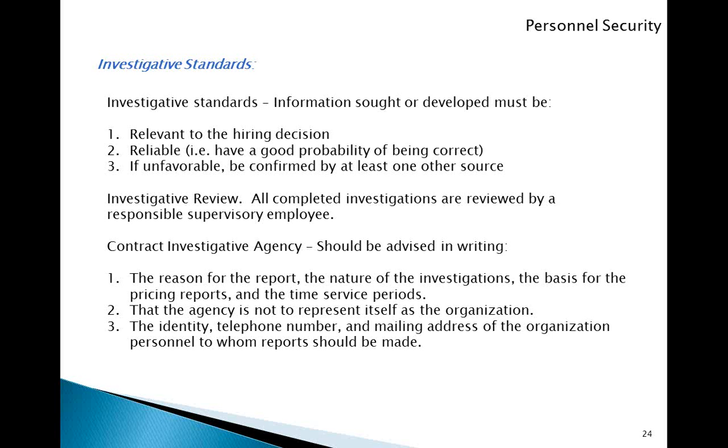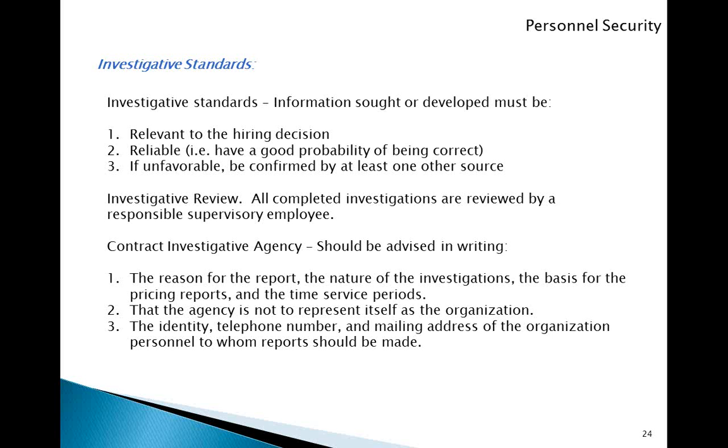Contract investigative agencies. If you choose to go to an outside source for your investigation, most companies do this nowadays because it's more cost effective. We don't have investigators sitting around cooling their heels until we have to hire somebody. There's certain things you have to establish with this contract investigative agency.